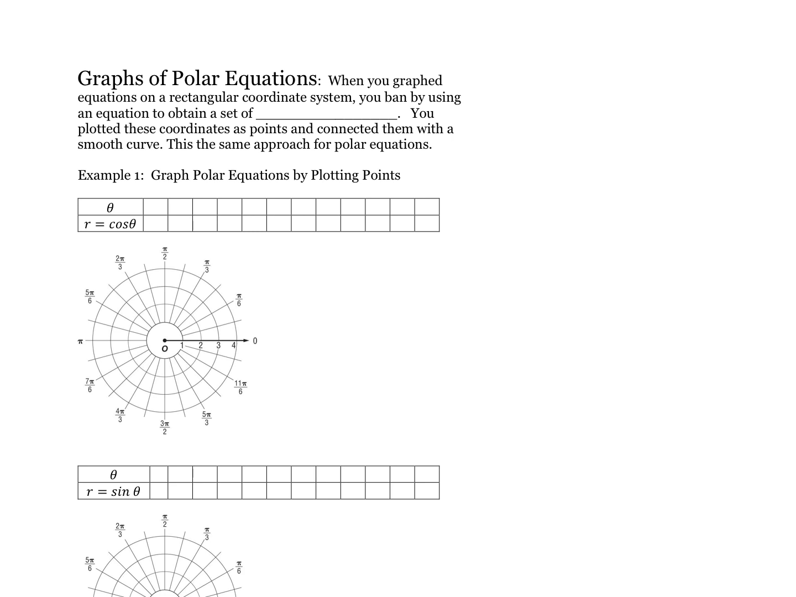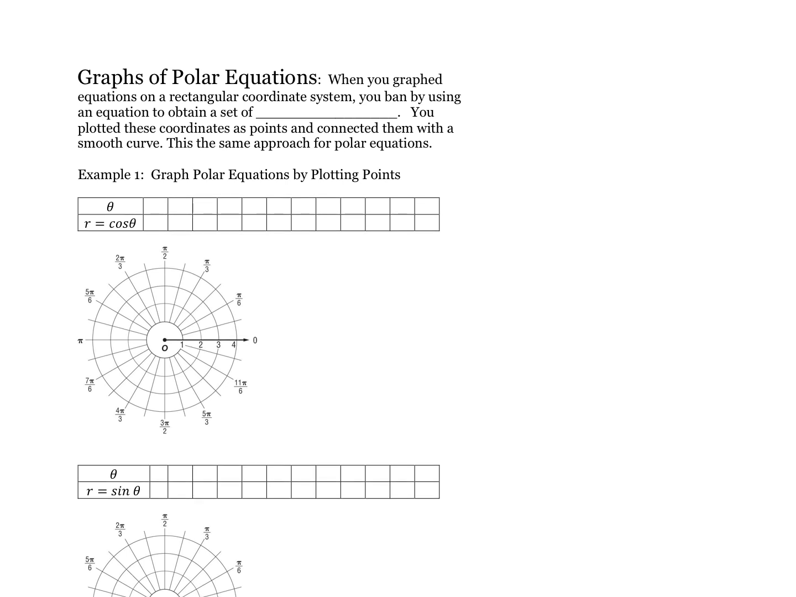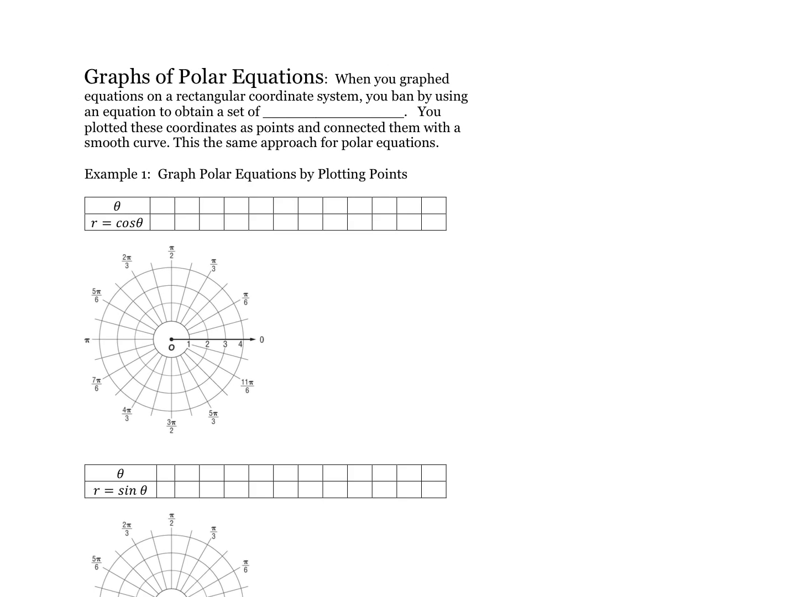When you graph equations in a rectangular system, you are using an equation to find ordered pairs, plotting these coordinates as points, and connecting them in a smooth curve.